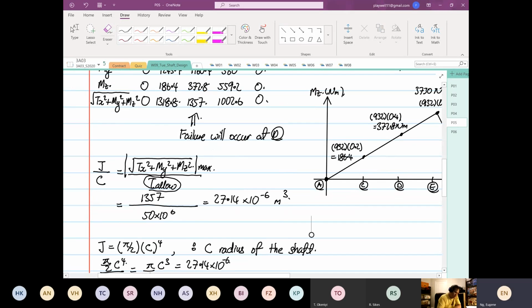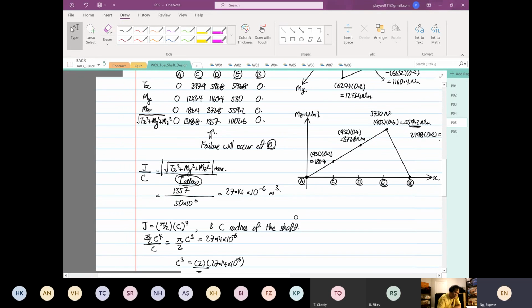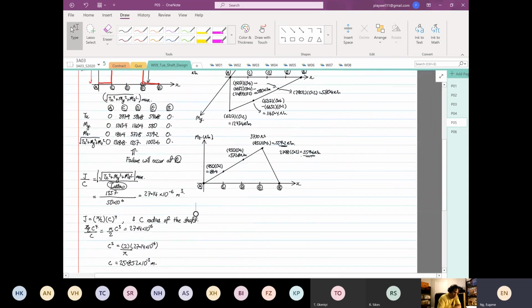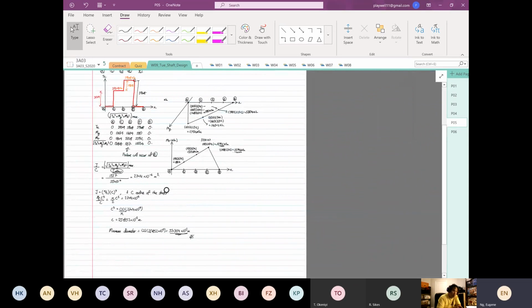Okay, so you'll see a lot of this type of problem. In 3A, this course, this is the only time you see shaft, but when you go to 3E, you can see it very often. So do not forget how to do this. Other than that, that's all I have for today.